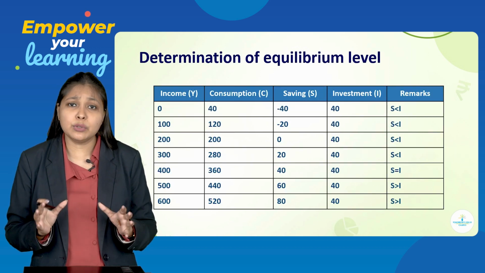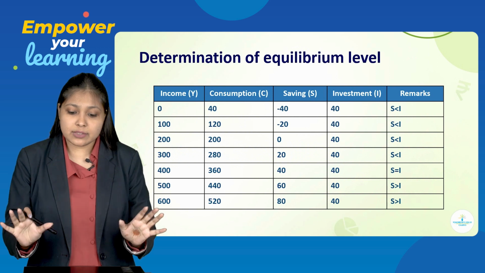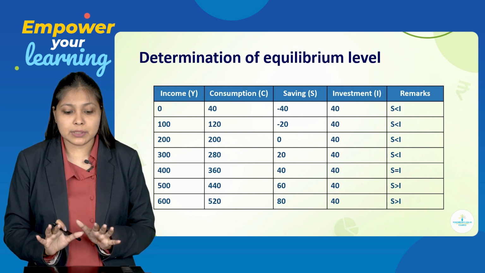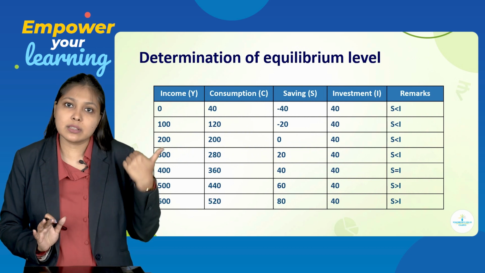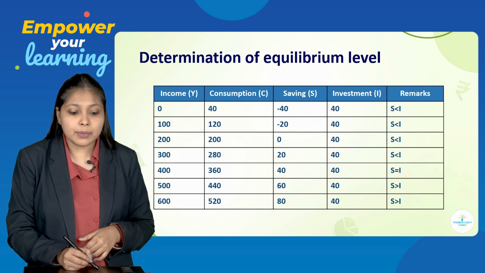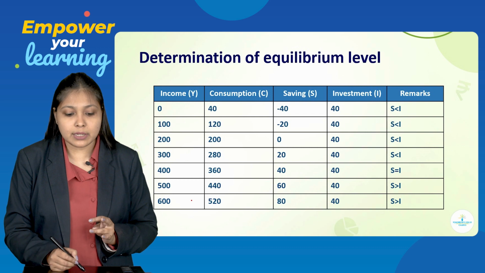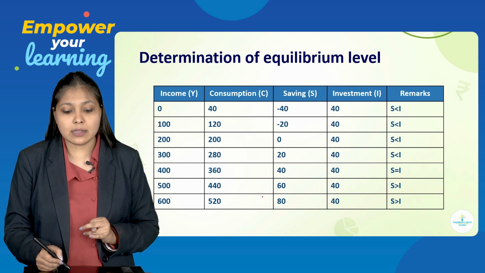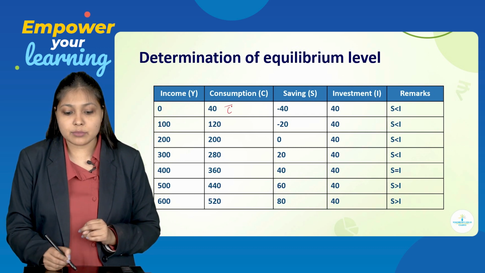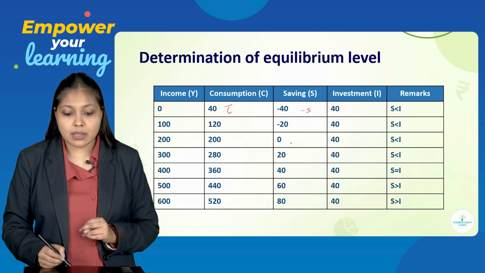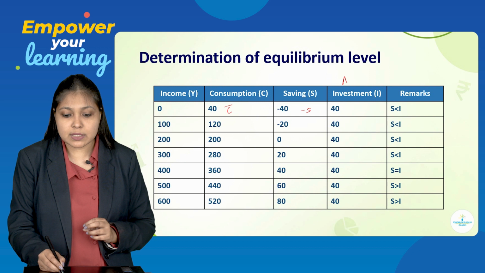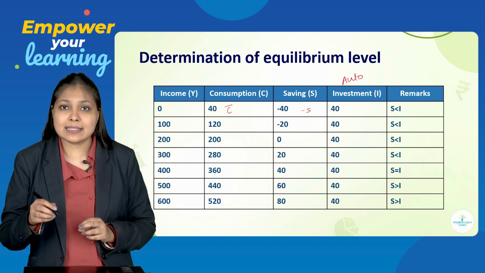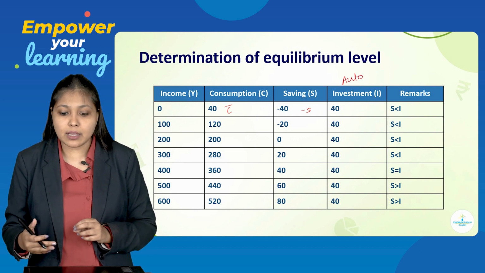Now this schedule you have already seen, it's just repetitive of that only. They have just bifurcated the saving and investment part. Rest, the schedule is the same. Income 0, 100, 200, 300, 400. Consumption is increasing with the increase in income. Autonomous consumption, negative savings, 0, 20, 40. Investment is autonomous investment, so it will remain constant at each level of income.